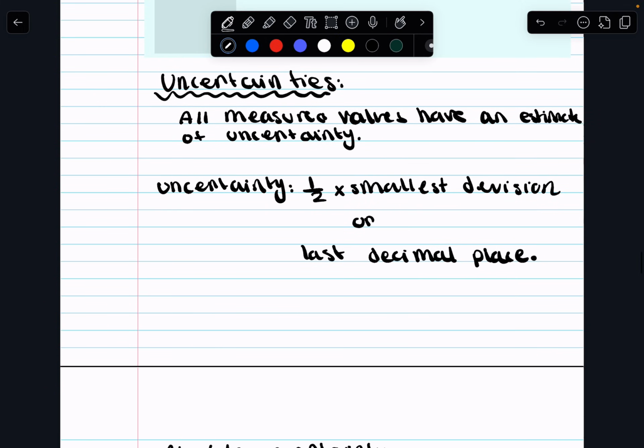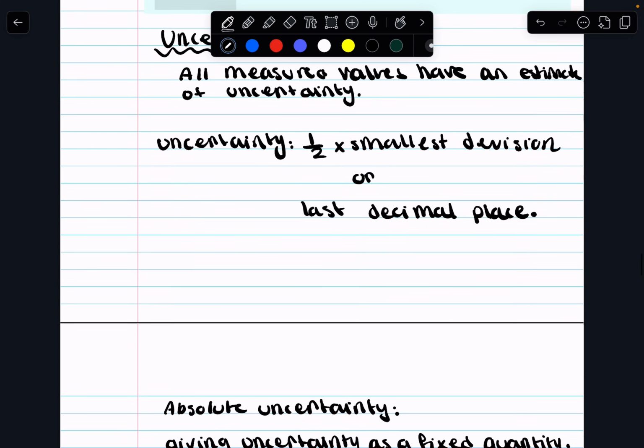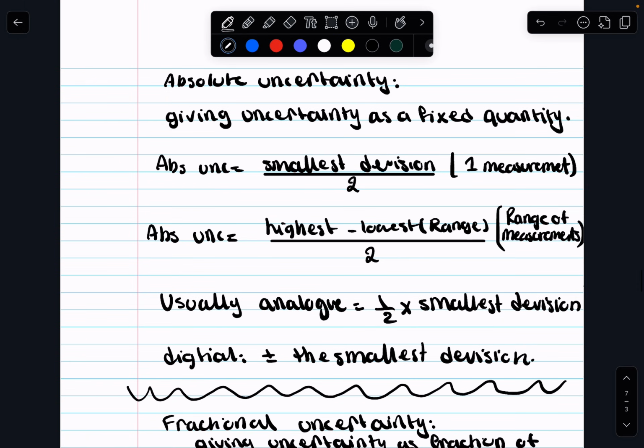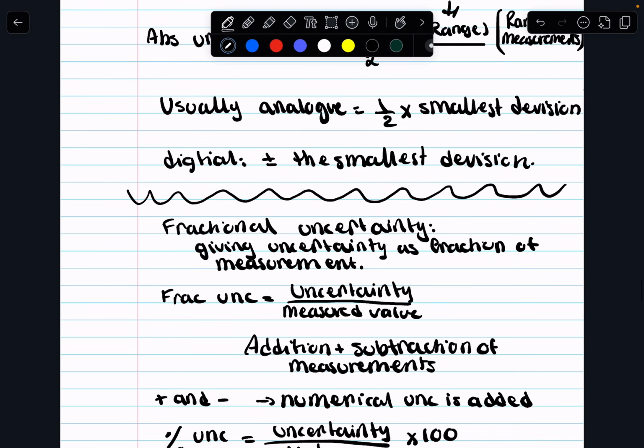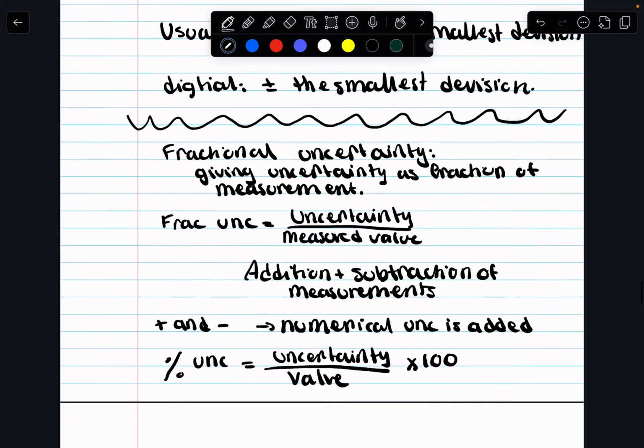Uncertainty: basically every value that you measure has an uncertainty, and uncertainty is measured in two different ways. One of them is half of the smallest division, and one of them is the last decimal place. Absolute uncertainty is the uncertainty as a fixed quantity, so it's smallest division over 2 for one measurement, and if you have more than one measurement, like if you have a table, then you get highest minus lowest, which gives you your range over 2. Usually analog is half the smallest division, and then digital is plus or minus the smallest division, okay?